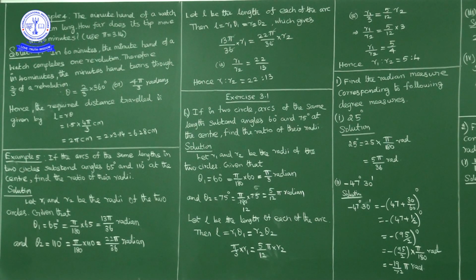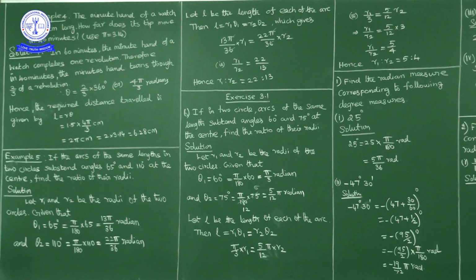Now here theta in radians is what? 4 pi by 3. Theta in radians is 4 pi by 3. And minute hand of a watch is what? 1.5 centimeter long. So radius is 1.5 centimeter. Now how far does it move in 40 minutes?